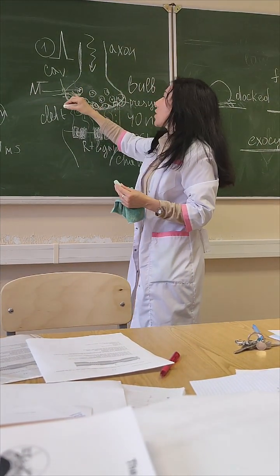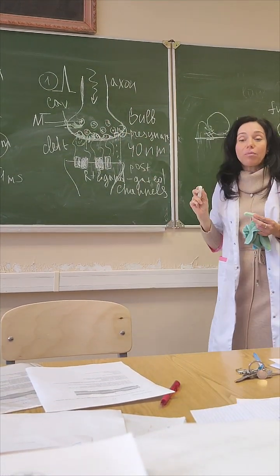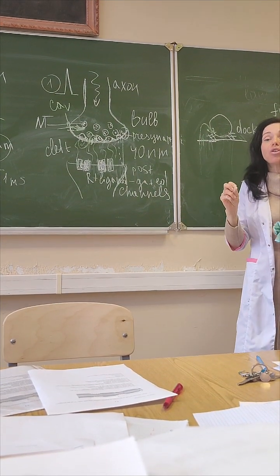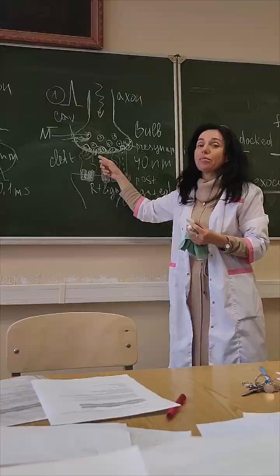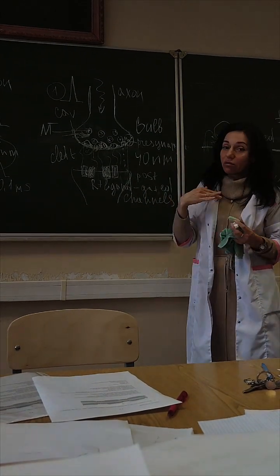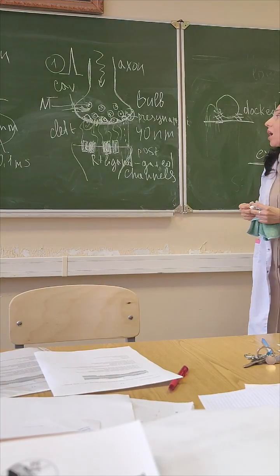The second function of calcium inside the bulb is stimulation of movement of new vesicles to the presynaptic membrane and docking, like a cycle. One vesicle is released, and the next must be prepared. It's a cycle.